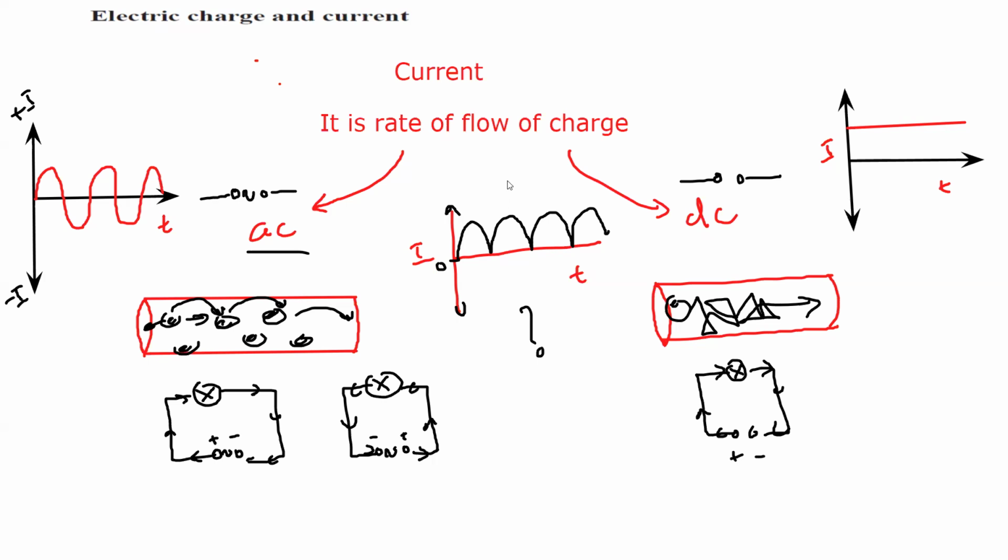And this is a variable DC. When we use a diode in a circuit, the diode converts AC to DC. That's why a diode is also known as a rectifier. Like it rectifies the current.